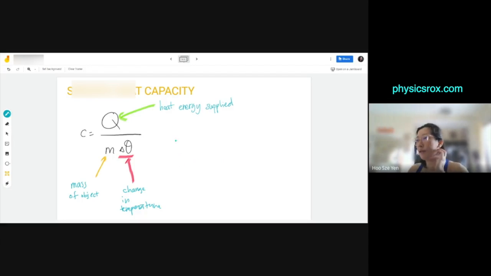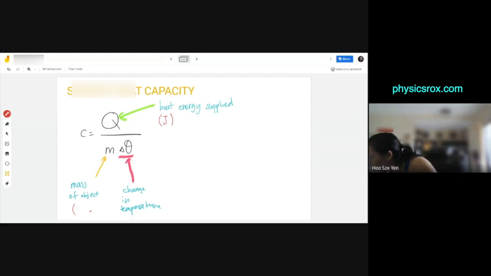Now, let me put the unit in for you. I like to explain using numbers. I hope this makes sense for you. So I'm just going to put in the units here. Heat energy is joules. Mass of object, SI unit is what? What's the SI unit for mass? Kg. Change in temperature, you can use SI unit, Kelvin, or you can use degrees Celsius. Now I'm going to use degrees Celsius first. Kelvin, we put to one side.